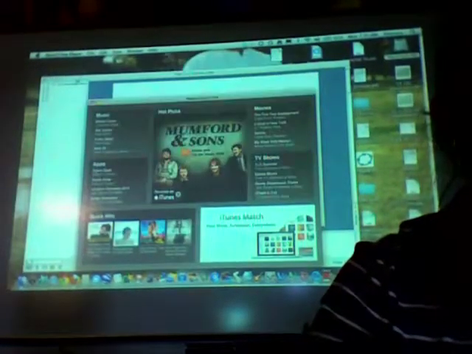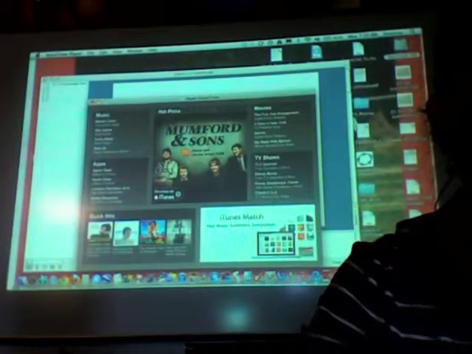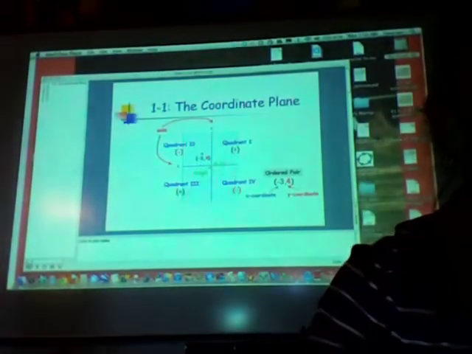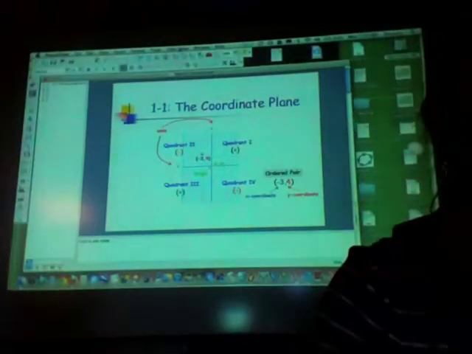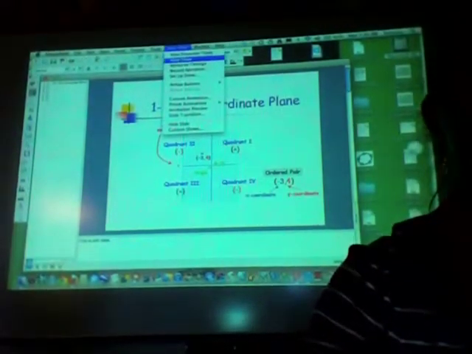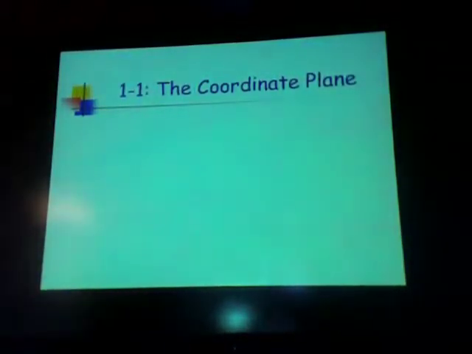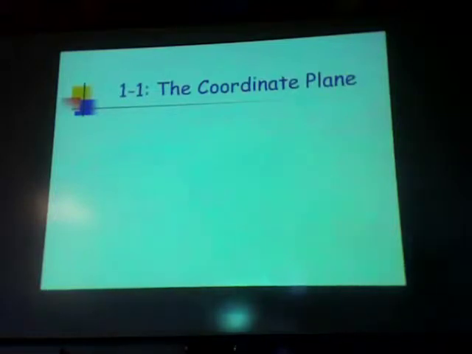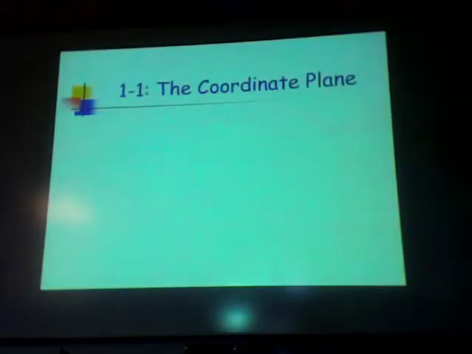Okay, so we are going to learn 1-1. So there's the title of your lesson, 1-1 coordinate plane. A lot of this should be review, hopefully, with a couple of minor exceptions.